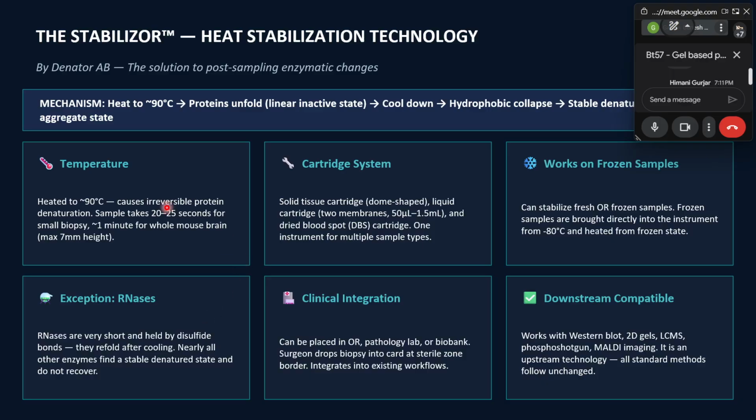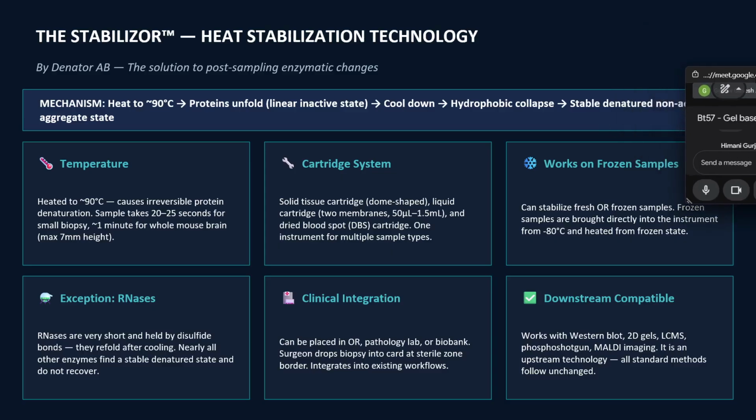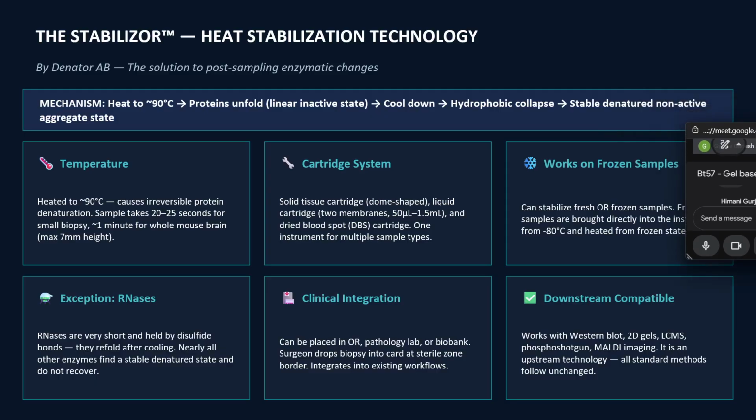So what can be done in order to avoid such issues? This specific company, Denator AB, has some heat stabilization technology, and what they do is they try and heat the sample as soon as you take the sample out. So that's what helps them to be in the state at which everything can be detected. You heat the sample at 90 degrees, which causes irreversible protein denaturation. So it will denature the protein.